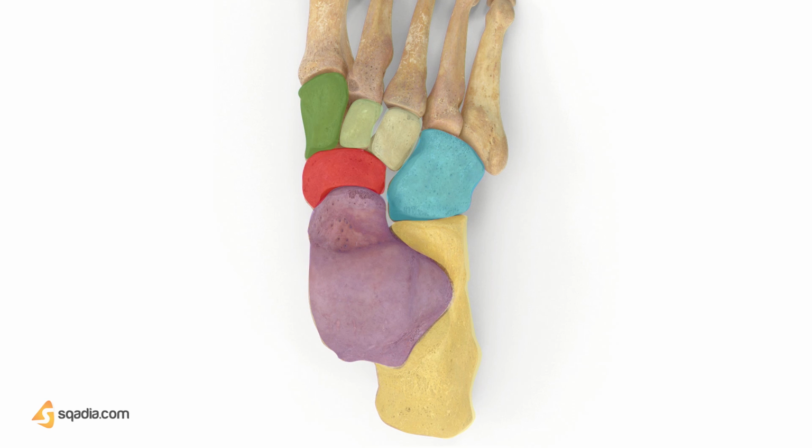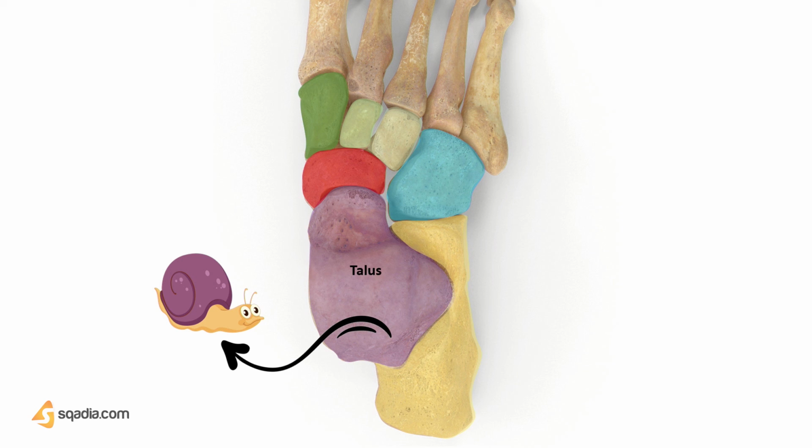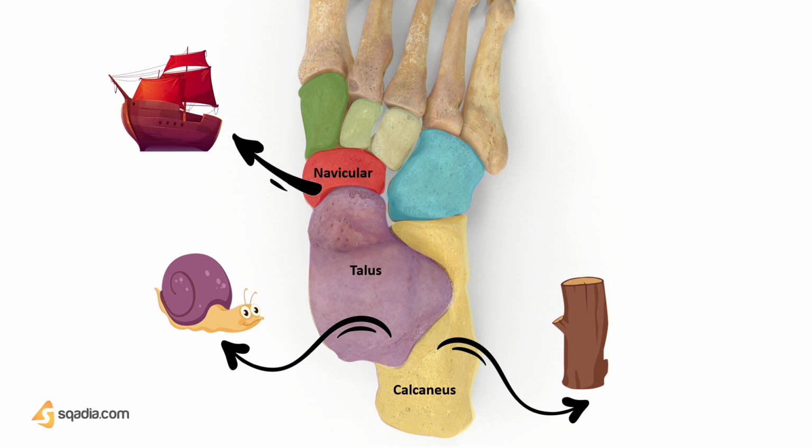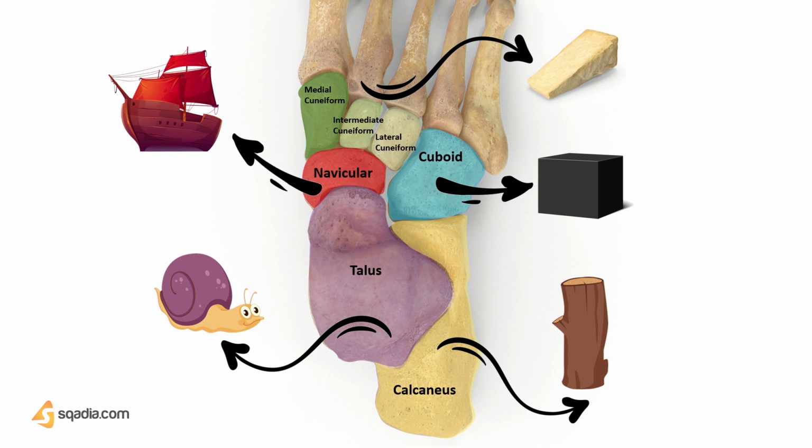You can memorize the tarsal bones because they resemble certain shapes. The talus bone resembles a snail. The calcaneus looks like a bit of a rectangular shape, like a tree trunk. The navicular bone resembles a boat. The cuboid is cuboidal in shape, and our little cuneiform bones resemble a wedge shape.